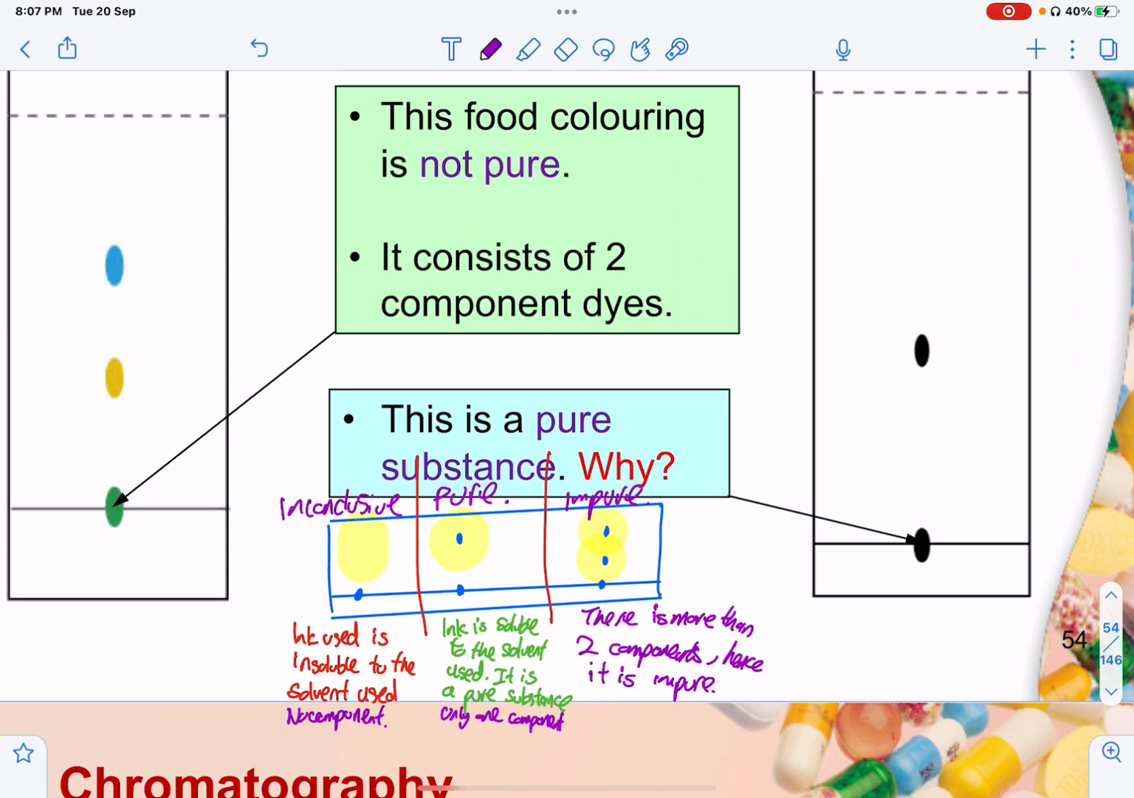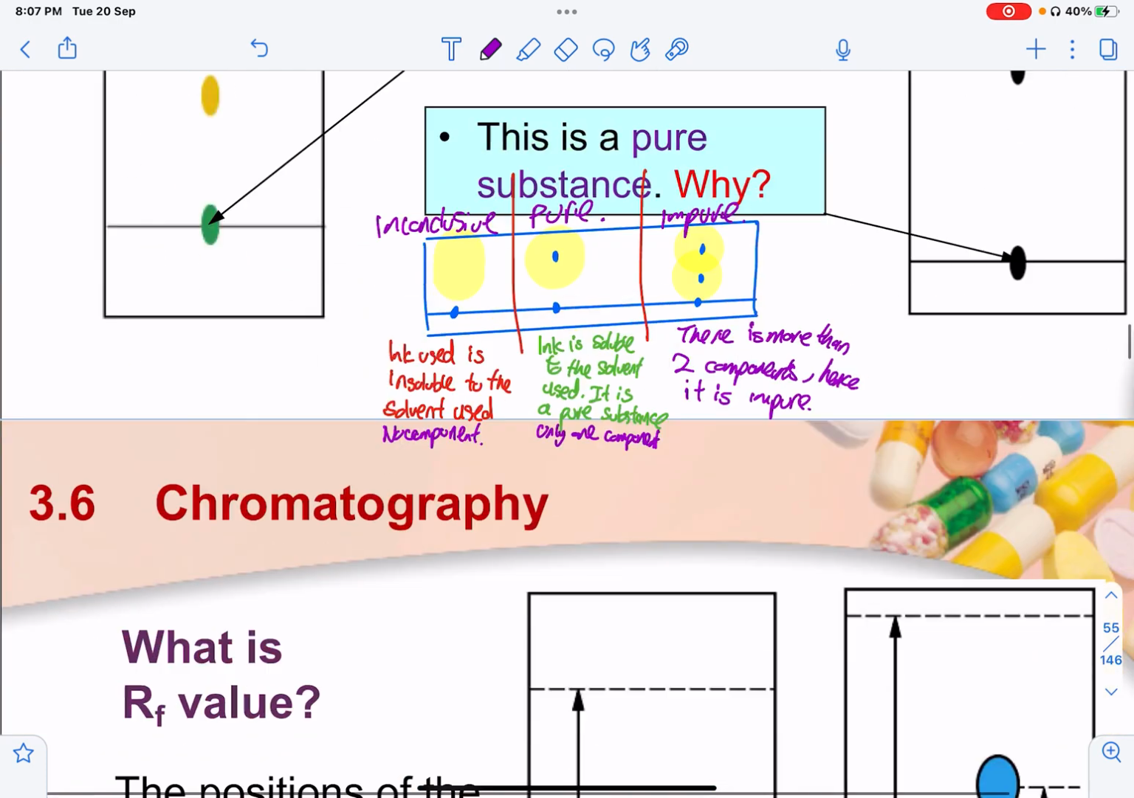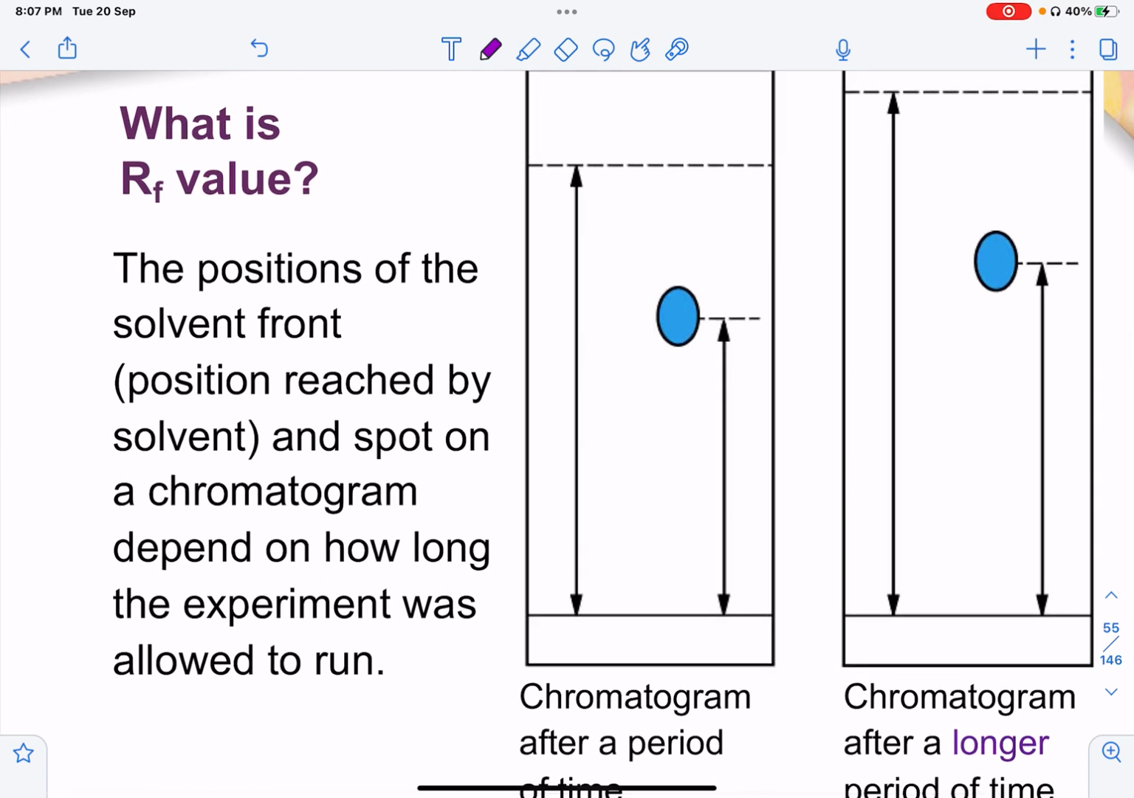Whereas the other one, we say is actually impure. Why? Because it is made out of more than two components. Generally it means that you have two different kinds of ink. But sometimes it really depends on the question given. Most of the time, one dot would represent one component. Okay. Next, we look into the Rf value.